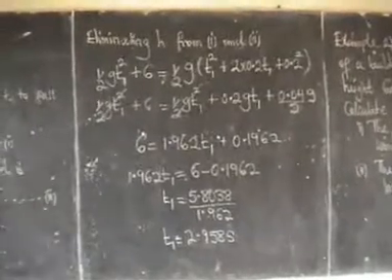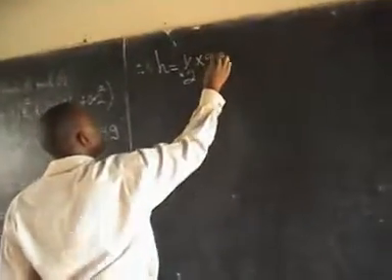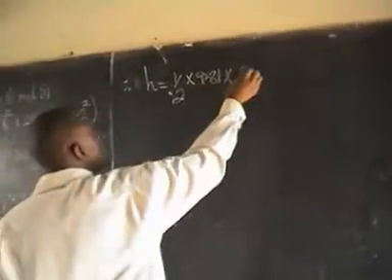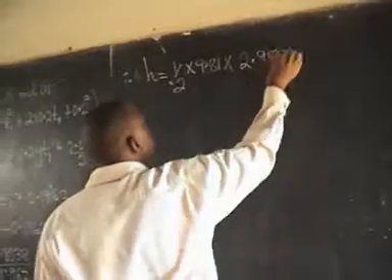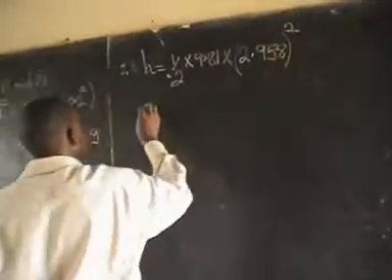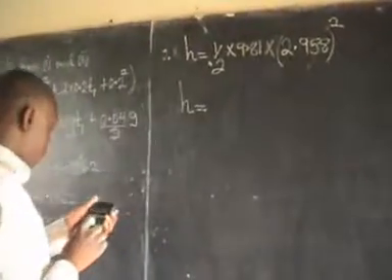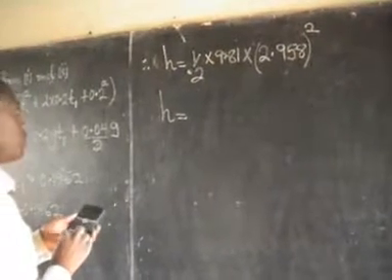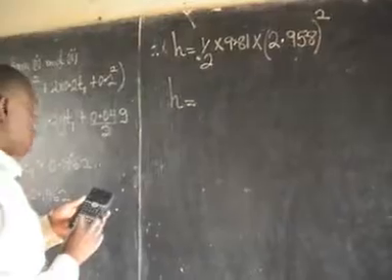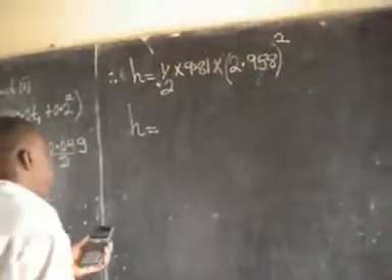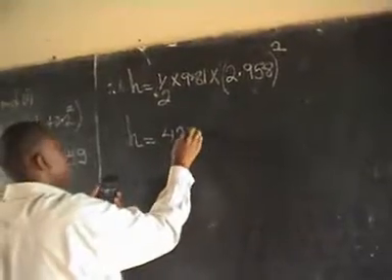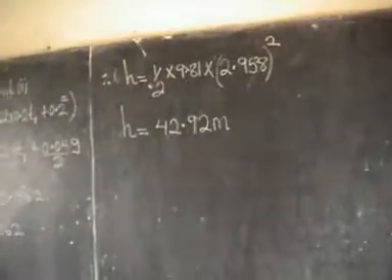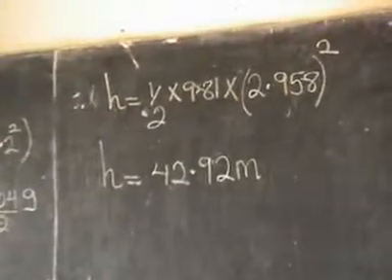Now, in order to get the value of h, it is 9.81 times the time squared, 2.958 squared. So you will get your h to be 42.92 meters above the window. So that is the value of h.